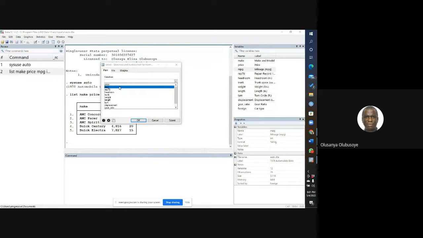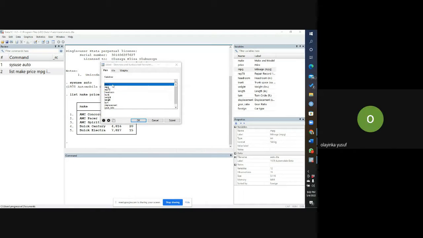But I was saying that in the data set, the variable make is not measured on the continuous scale. And you can see, even if you want to select it in this dialog box, either by omission or commission, it will not come up because it's string.